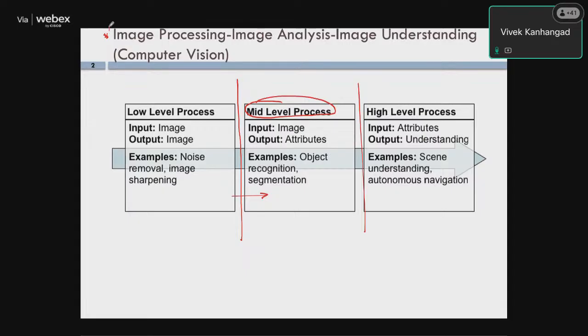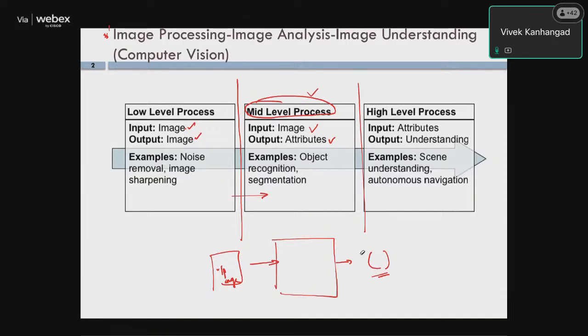How they are different, and what is typically considered image processing, what is considered image analysis, and what is image understanding or computer vision. Now, if you look at the mid-level process, again it's some sort of processing that we're performing on the input image, but the output is different here. For example, here the input is an image and the output is an image. Here the input is an image, and the output is certain attributes or features that you compute from the image.